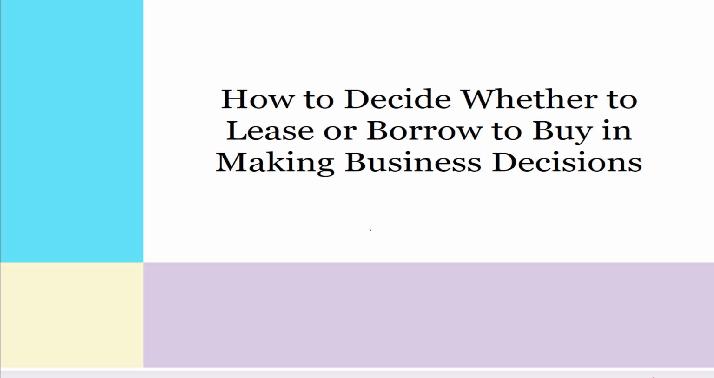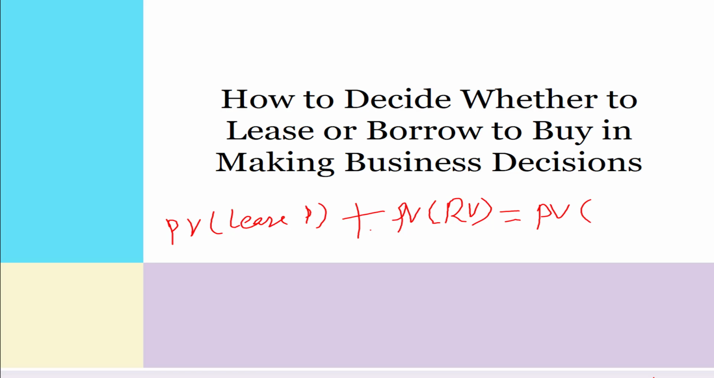In a perfect capital market, whether you lease or borrow to buy should not make any difference. That is, the present value of the lease payment plus the present value of the residual value of the equipment that you have leased should equal the present value of the loan payment. That is, the cost of leasing and then purchasing the asset is equivalent to the cost of borrowing to purchase the asset, and that is true in a perfect capital market.